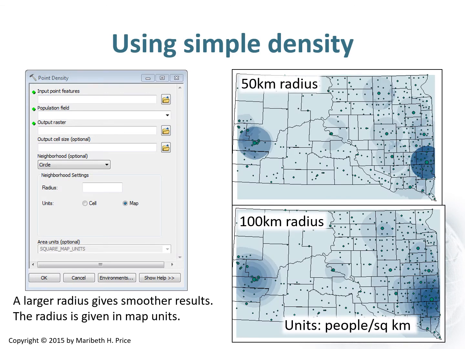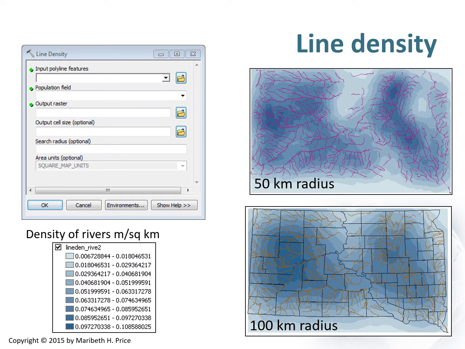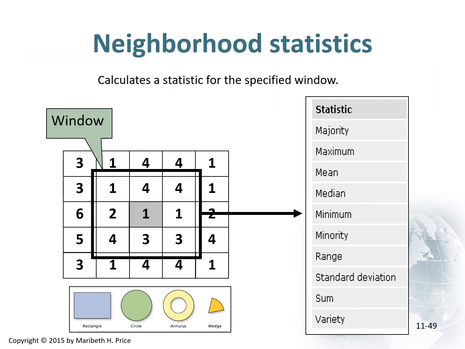So what does simple density look like? Like this. Here you can see looking at line density at 50 kilometers versus 100 kilometers.